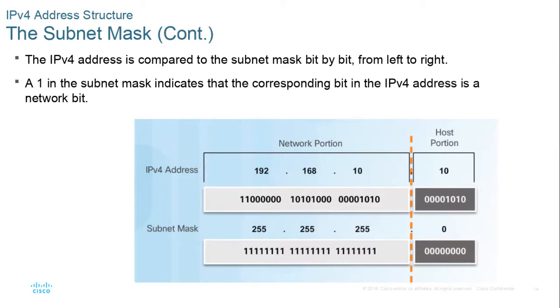So the IP part, the IP address itself, 192.168.10.10 is our entire address. The network portion is the first 3 octets, 192.168.10. In the subnet mask, 255 in decimal is all ones.